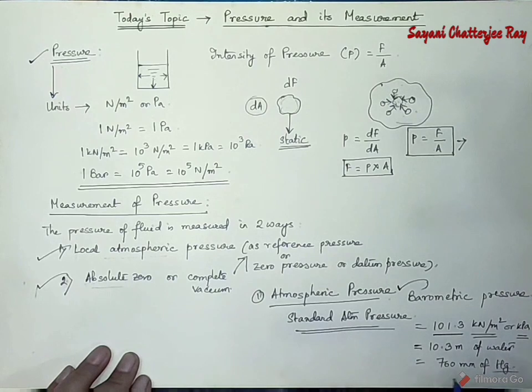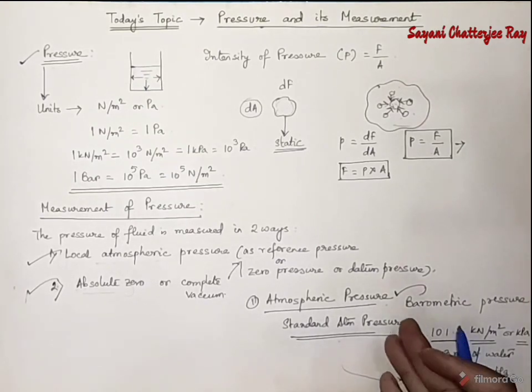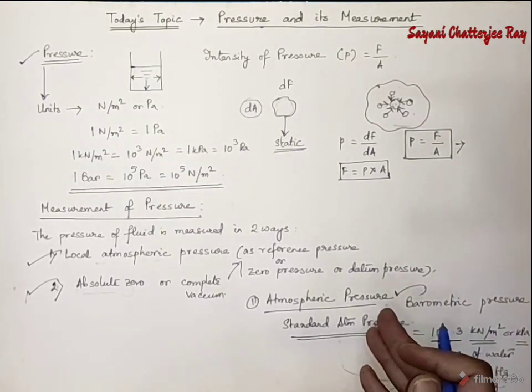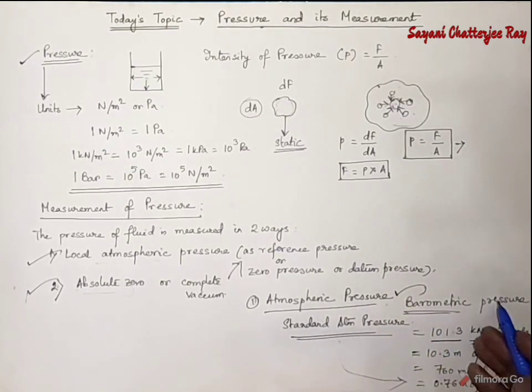Mercury means Hg, and if we take it in terms of meter, 760 mm in terms of meter is 0.76 meter of mercury. Now you may be wondering why the standard atmospheric pressure is measured in terms of mercury, because the barometer that is used for measuring this atmospheric pressure, the fluid used in this barometer is actually mercury.